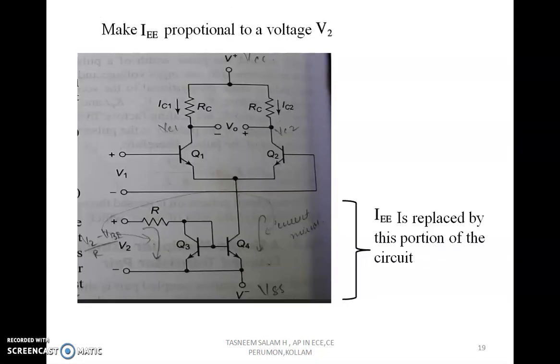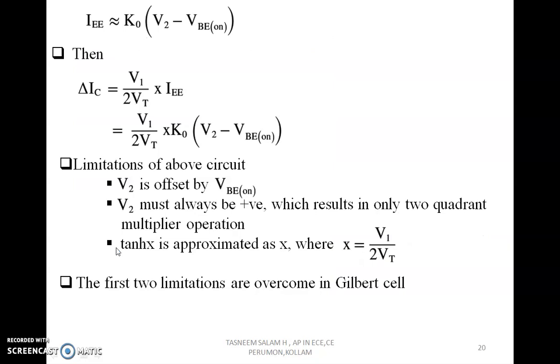That is, V2 should always be positive in order for this current mirror to work properly. Therefore, we cannot give a negative voltage for V2. So it's a limitation for this simple multiplier cell. And also the third limitation is that tanh x is approximated as x, where x is equal to V1 by 2 Vt. It is approximated. And these are three limitations of a simple multiplier cell.